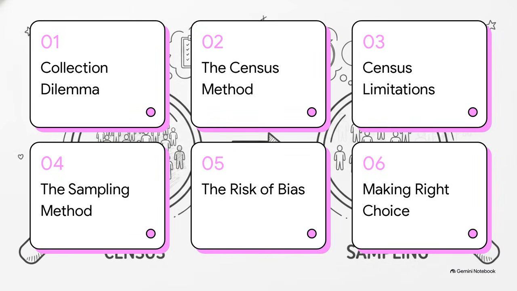Here is our roadmap for today's Explainer. First, the data collection dilemma. 2, the census method. 3, limitations of the census. 4, the sampling method. 5, the risk of bias. And finally, 6, making the right choice.